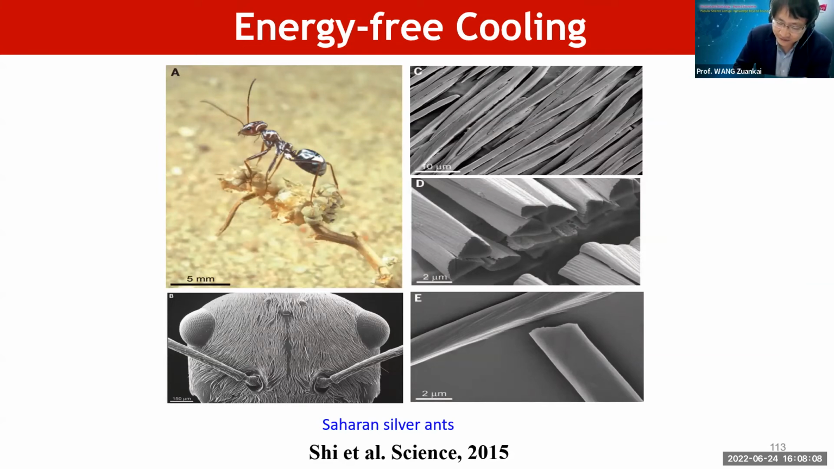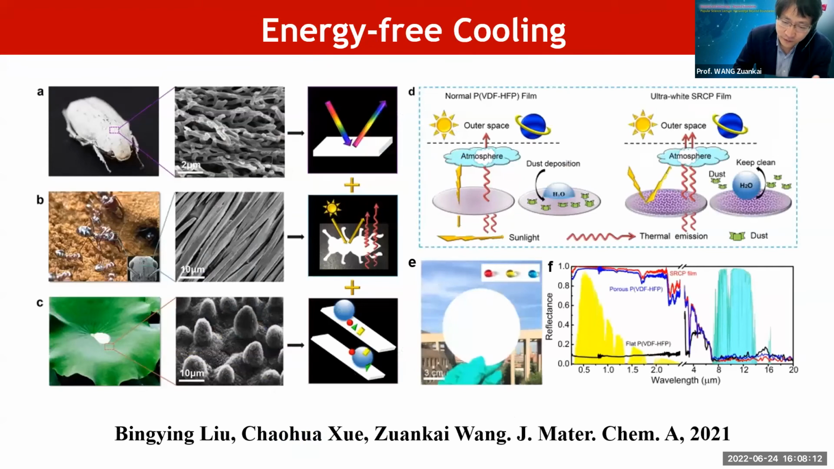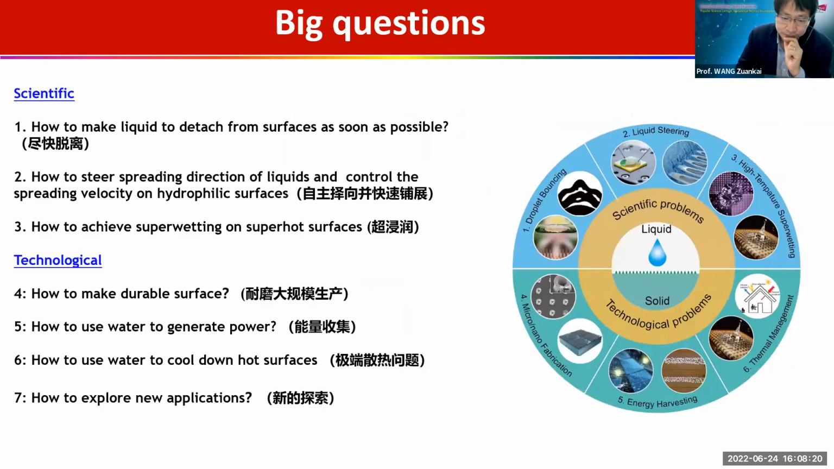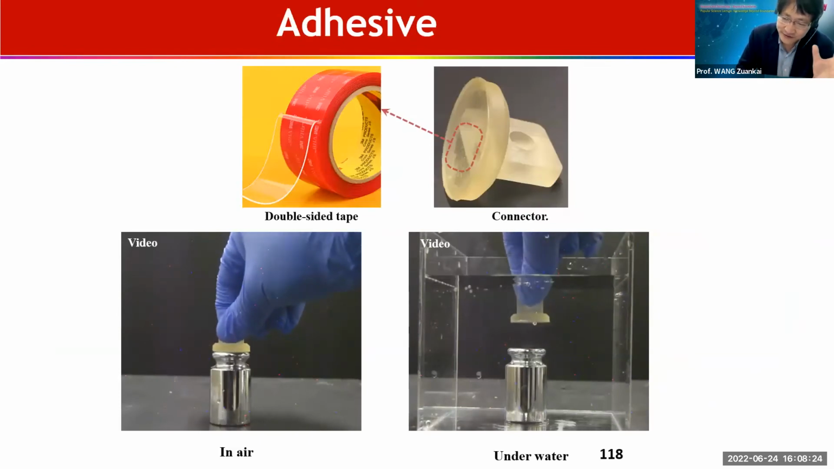insect in the desert, okay? So by designing the surface and also making the surface water repellent, we can make the surface durable and very efficient for really energy-free cooling. And very quickly, I talk about the application. One is power generation, another is cooling.